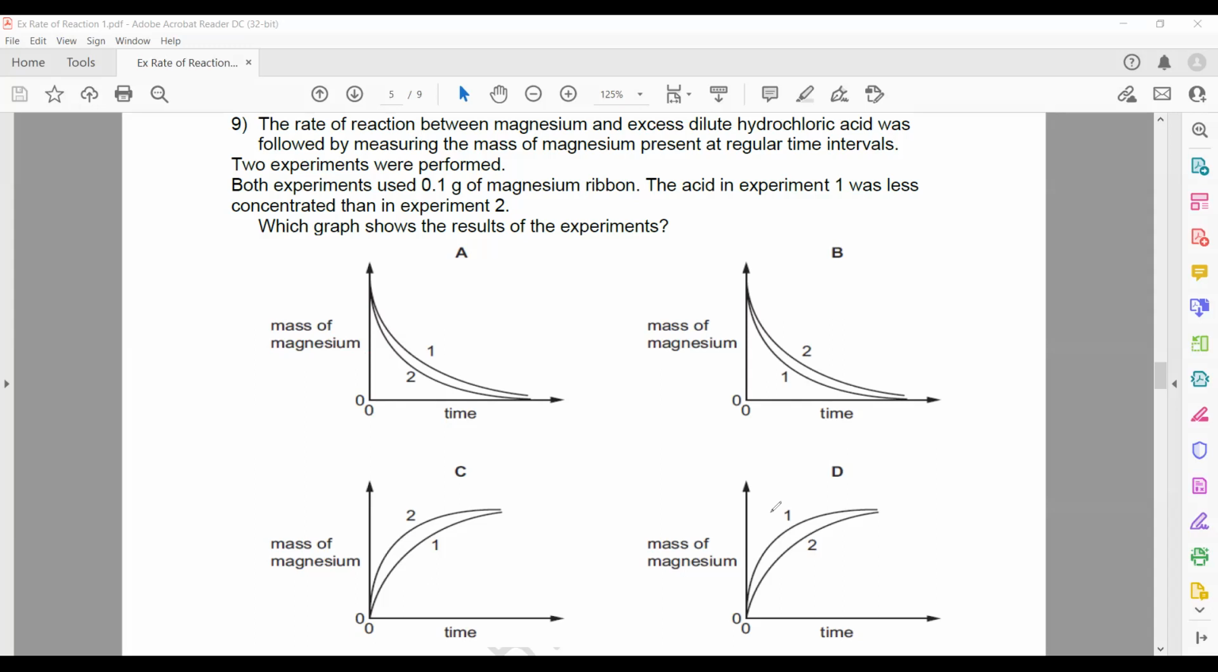C and D cannot be, because in C and D the mass is increasing, but in the practical the mass has decreased. Is it clear now?